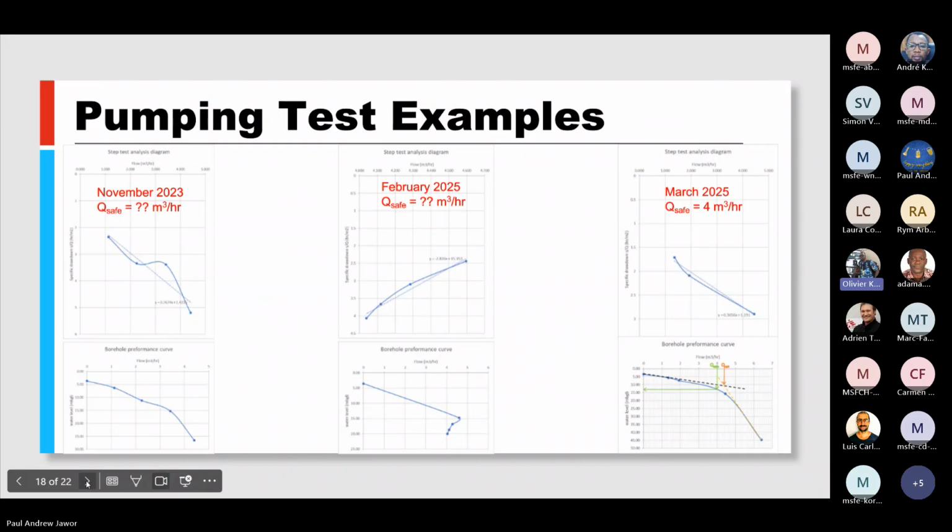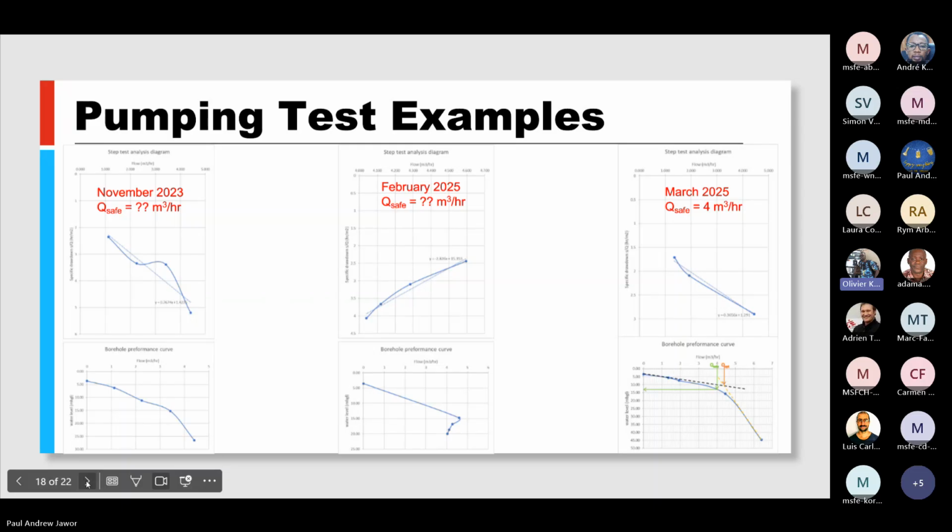A very easy method to assume what may be the safe yield, the safe pumping rate of the borehole, is first, from the area where there is more recharge than pumping, to draw the best fit straight line that will touch the maximum points on this portion of the borehole performance curve. And then, where there is a sharp drawdown, where there is more pumping compared to borehole refill, we draw another straight line. And then generally we can use the intersection of these two lines.